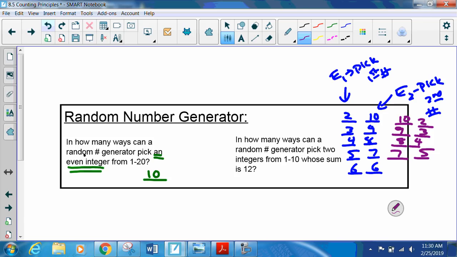Do you see how that's different? We're not going to write 6, 6 again, because you can see how it's different if we were watching the number generator and it spit out a 5 first, then a 7, and then it spit out a 7 first and a 5 second. That's totally different. So altogether we have 1, 2, 3, 4, 5, 6, 7, 8, 9 ways. There's 9 ways for a number generator to pick 2 integers from 1 through 10 whose sum is 12.